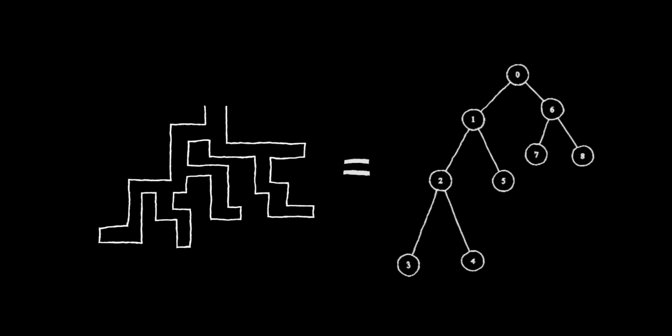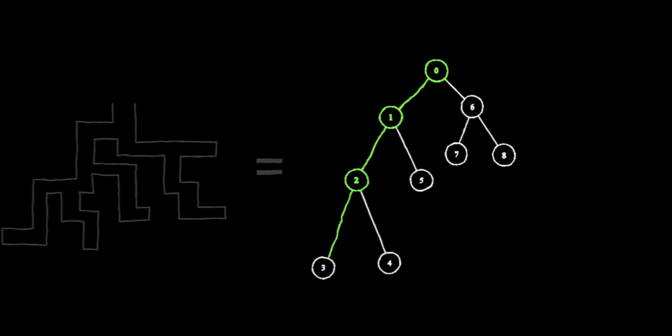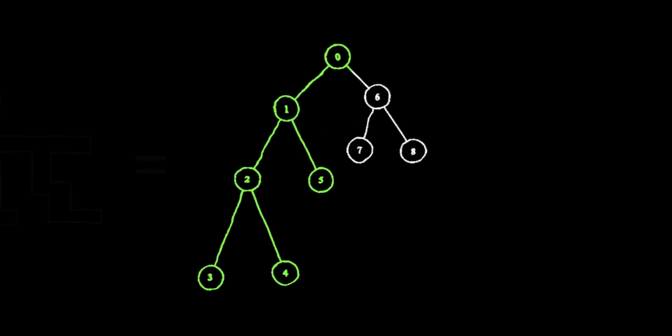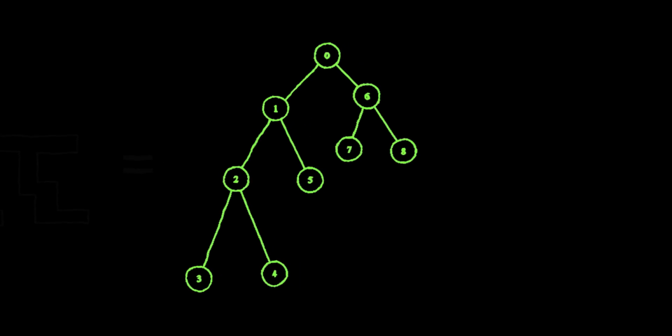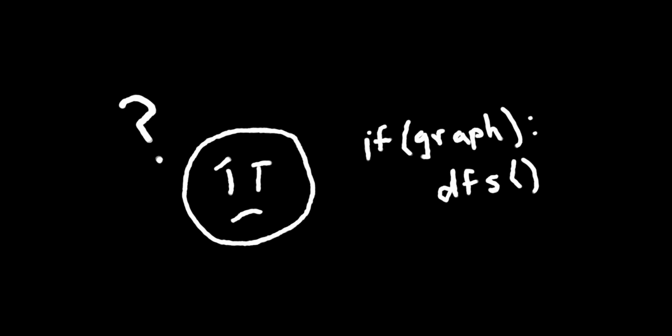Our big castle of rooms and hallways is just like a graph. DFS keeps going deeper into one path before turning back, just like you exploring one hallway fully before trying a different one. But how do we make this work through code?